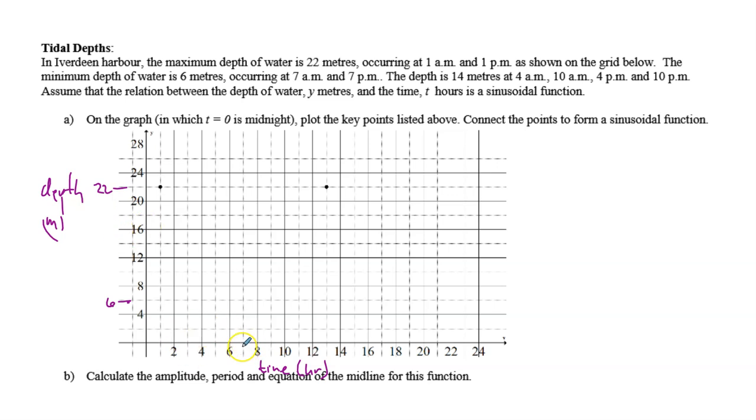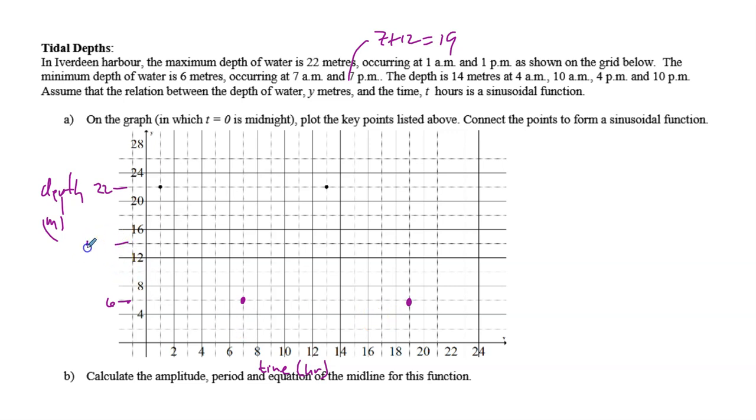Occurring at 7 a.m., 5, 6, 7. And 7 p.m., so to get that after midnight, would be 7 plus 12, which would be 19 hours. So using the 24-hour clock, we would say it's 19 hours. The depth is 14 meters.